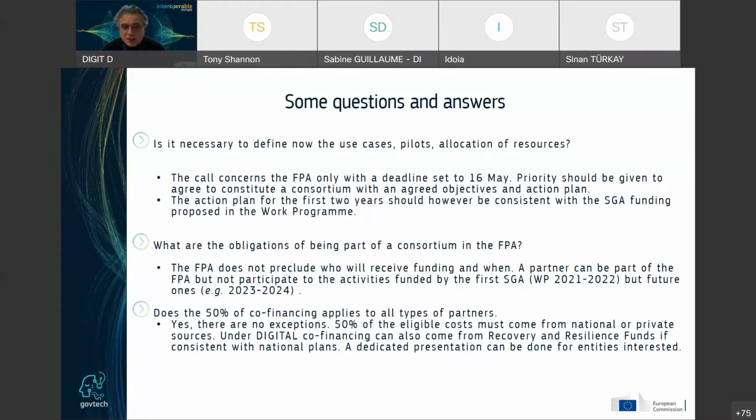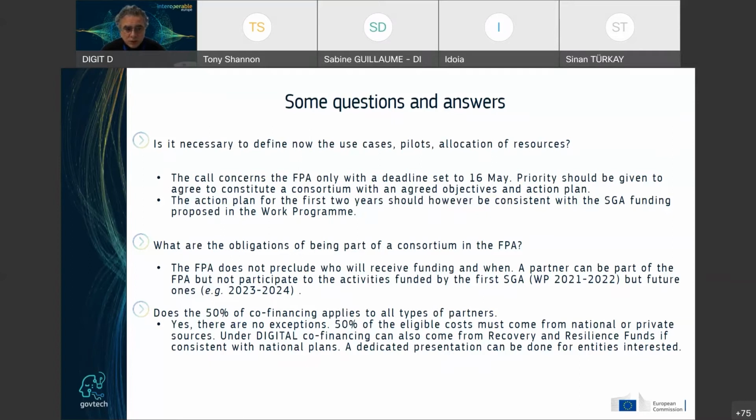Being part of the consortium does not mean that, if you do not feel ready, you would participate. However, you can propose activities in an action plan, and you think you would participate in the future. So this is also something important.